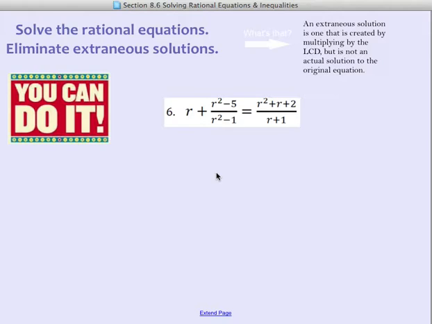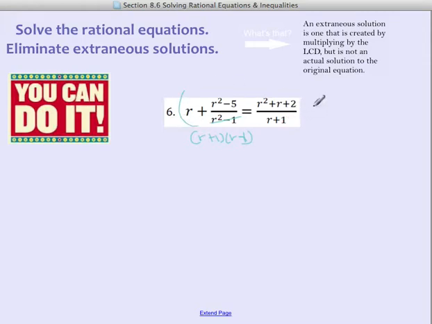So when you're done getting your solutions, you need to go back to the original problem and check to make sure that doesn't happen. Okay. So let's just go ahead and start example 6. First thing I would do is factor the denominators. This is r plus 1, this is r times r minus 1, difference of perfect squares, and this is r plus 1.